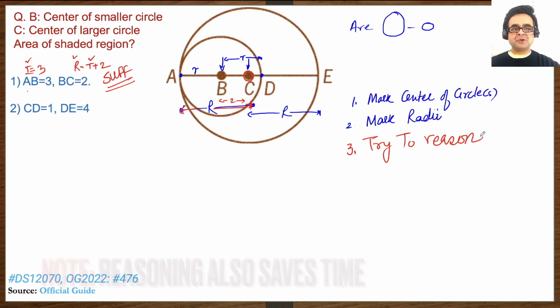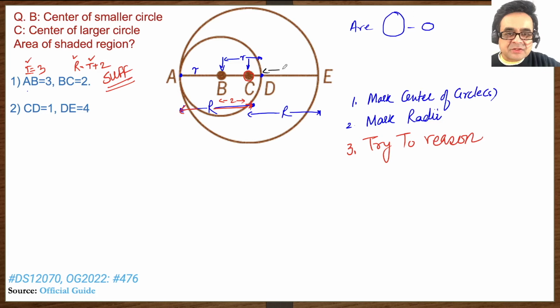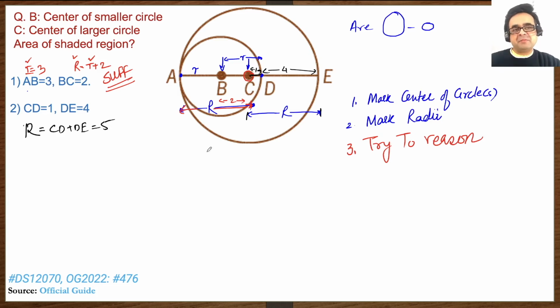Okay, so let's jump into statement number 2 now. So statement number 2 gives us two other pieces of information. It gives us DE as 4 and it also gives us CD as 1, right? We know that CE, which is this big radius, is CD plus DE. We can easily see that in the diagram. So my big radius is clearly given to me. CD plus DE equals 5. Now what about my small radius?